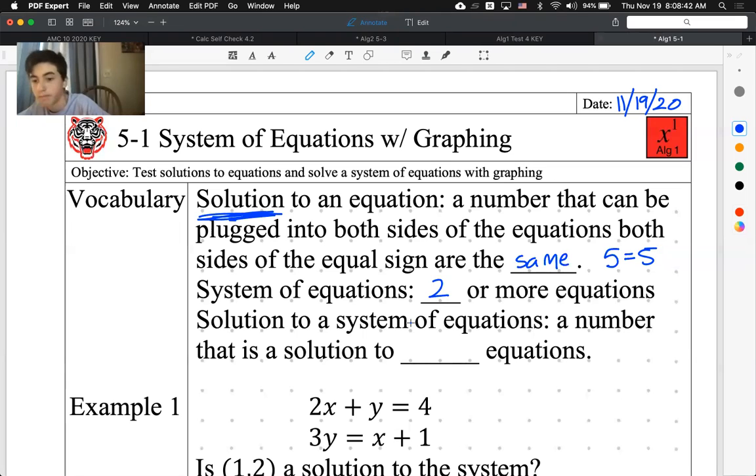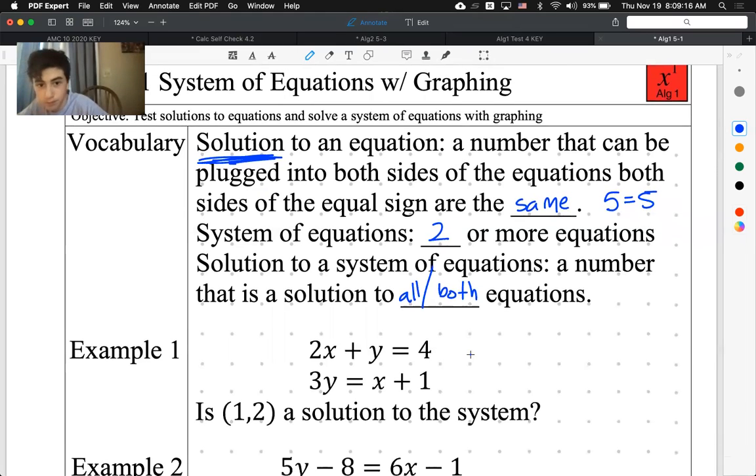And then a solution to a system of equations, putting both of those words together, means a number that is a solution to, assuming that we have 2 equations, both of them. So you can say either all or both equations. If you have 2 equations, then both. And I know I'm moving fast, especially for Giorgio that does not have the notes, and that's okay. Try to summarize the vocab as best you can.